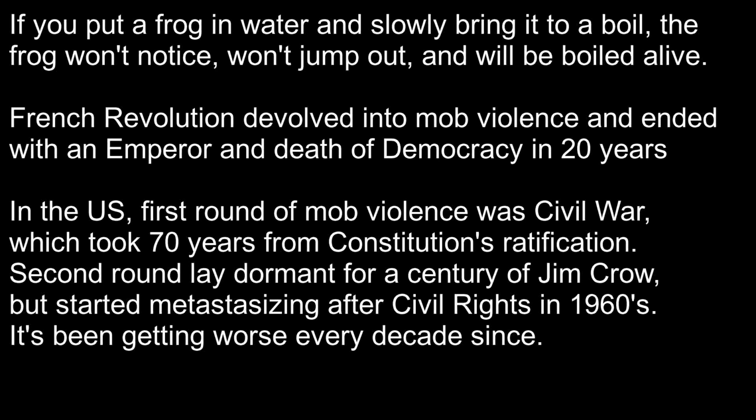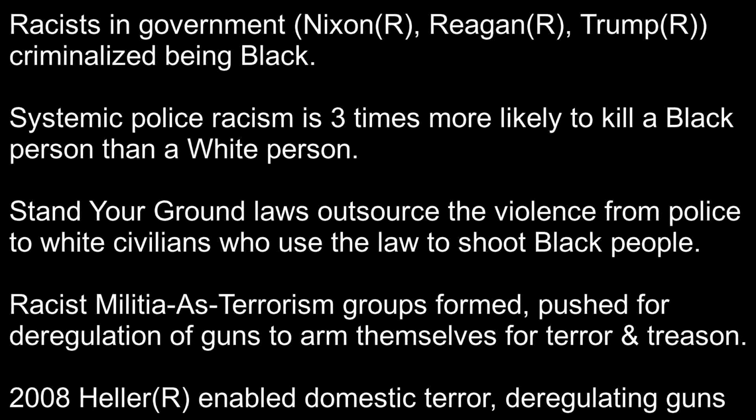Voting Rights Act was passed in the 1960s. And it has been building, getting worse and worse for decades. Racists in government criminalized being black. Systemic police racism means police are 3 times more likely to kill a black person versus a white person. Stand your ground laws outsource the violence from the police to white civilians who use the law to shoot black people. Racists started forming militia as terrorism groups, and they started pushing for deregulation of gun laws so they wouldn't be hindered from arming themselves to commit treason and terrorism.